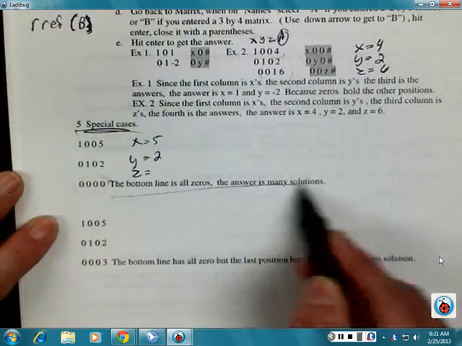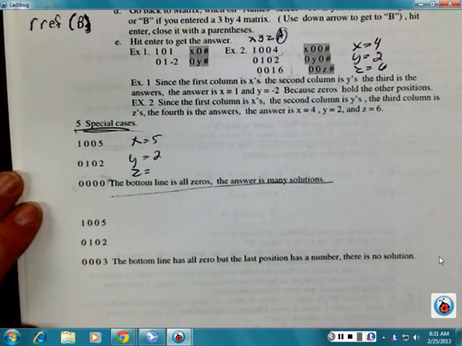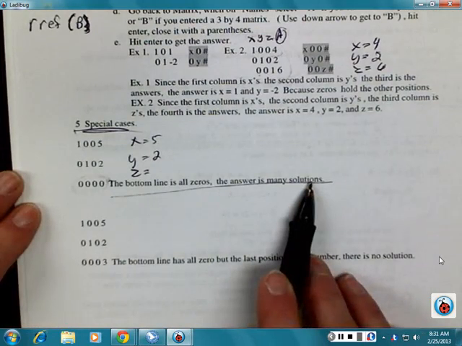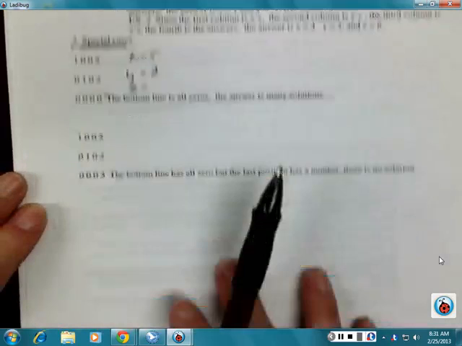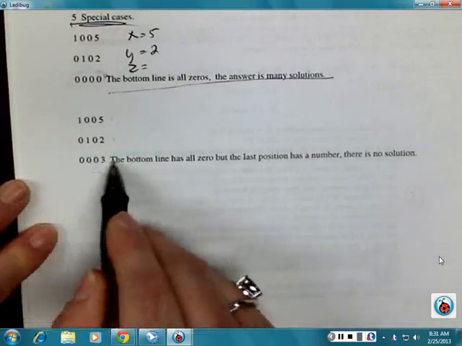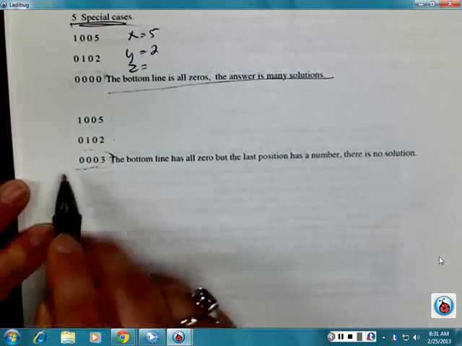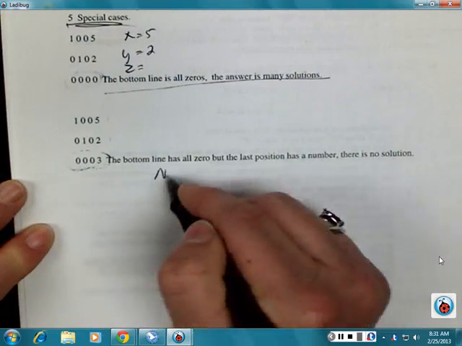In this case, you have many solutions to this problem. Remember we had those before, where if there's no variables left, but the two values you were left with equaled each other, then we said we had many solutions, or infinite number of solutions. And so that same type of thing can happen with this. And so then the other one is where x is something, y is something, but when you get down here to z, there is no number for z, but there's a 3. This means that you have no solutions. So this is a no solution.